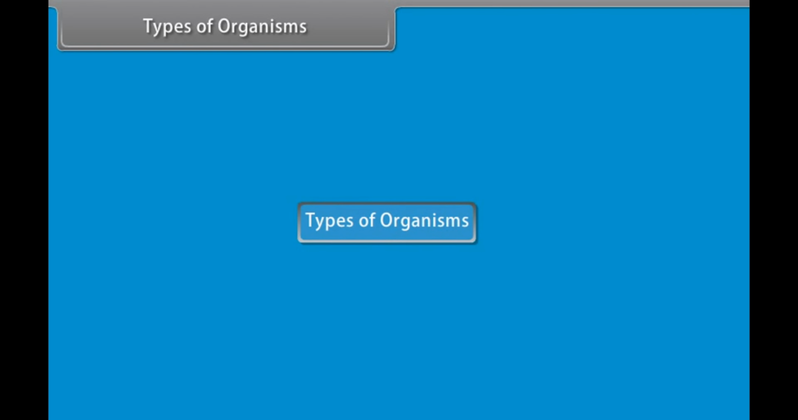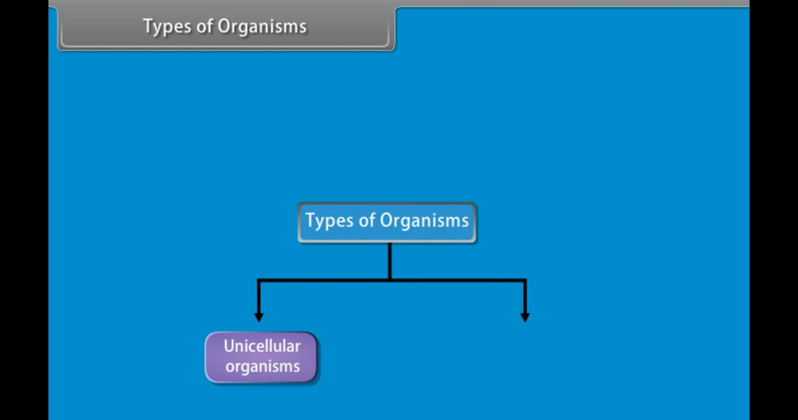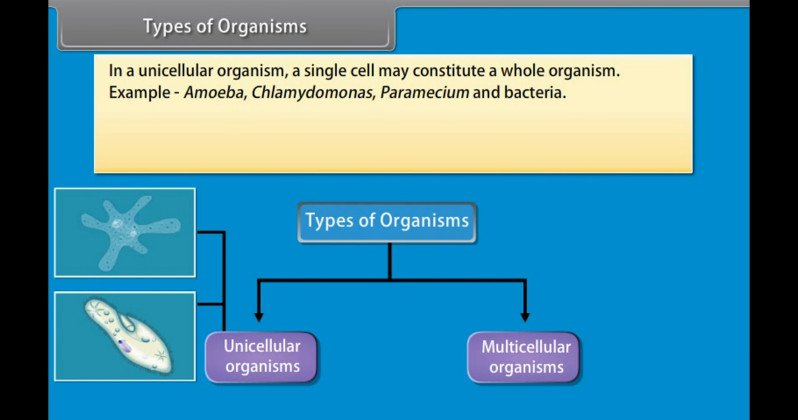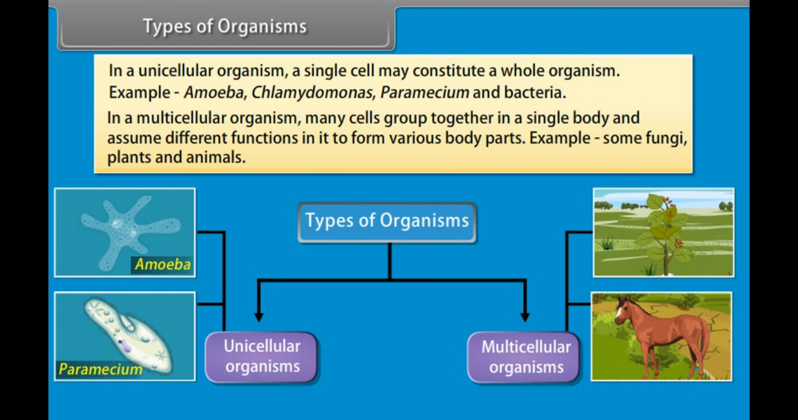Types of organisms. Unicellular organisms, multicellular organisms. In unicellular organisms, a single cell may constitute a whole organism. Example, amoeba, Chlamydomonas, Paramecium and bacteria. In multicellular organism, many cells group together in a single body and assume different functions in it to form various body parts. Example, some fungi, plants and animals.